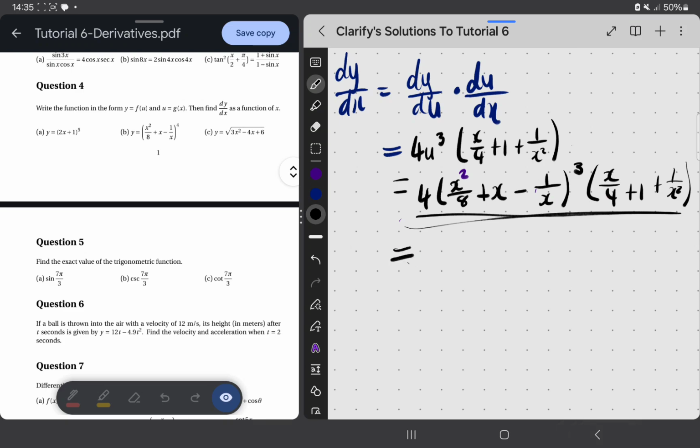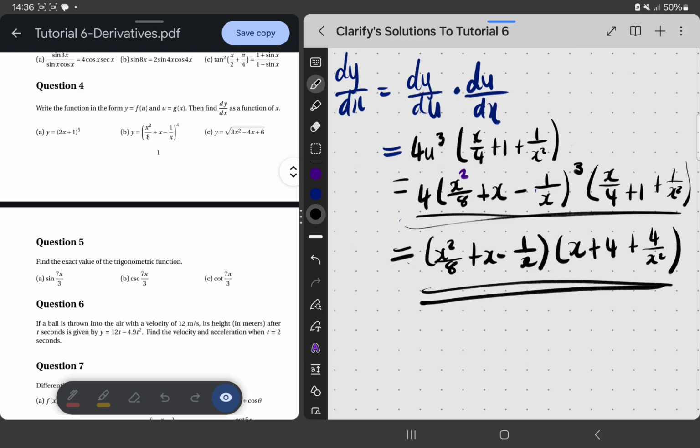If you wanted to put it in here, you could still have it as x squared over 8 plus x minus 1 over x. This is going to multiply by 4. It's now just an x because the 4 and the 4 will cancel. Then this will be plus 4, then plus 4 over x squared. Here's another version, and you could still have this one. You just put 4 into the whole bracket, and you're done. This is your final solution.